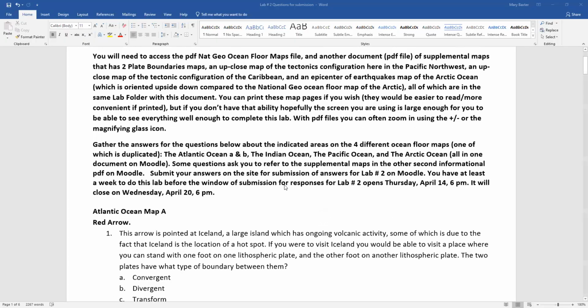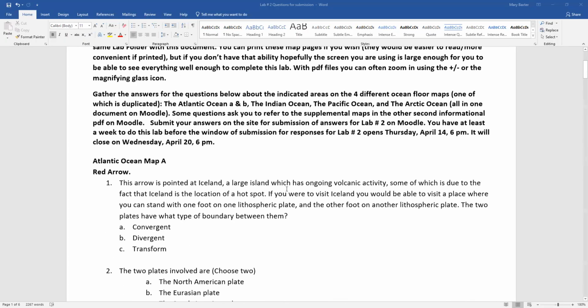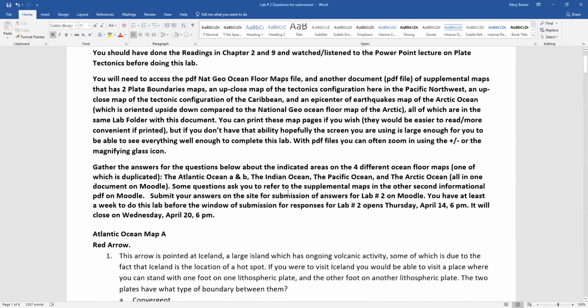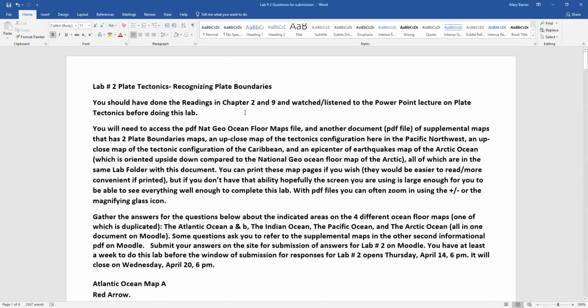So in the lab folder, there are three different items. One of them, let me share screen, is the actual question worksheet that you're going to be submitting your answers into Moodle. I say here, you should have done the readings in chapters 2 and 9 and watched and listened to the PowerPoint lecture on Plate Tectonics before doing this lab. You will need to access these other two files.